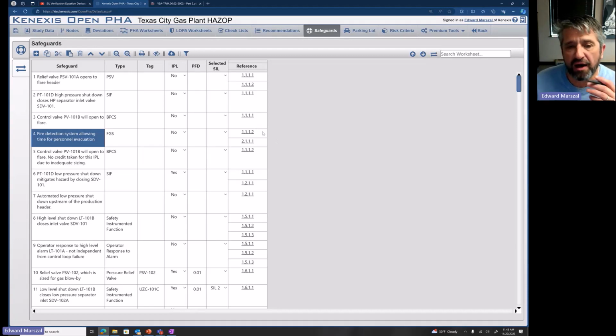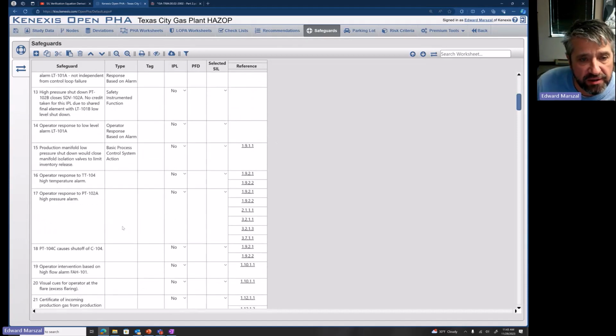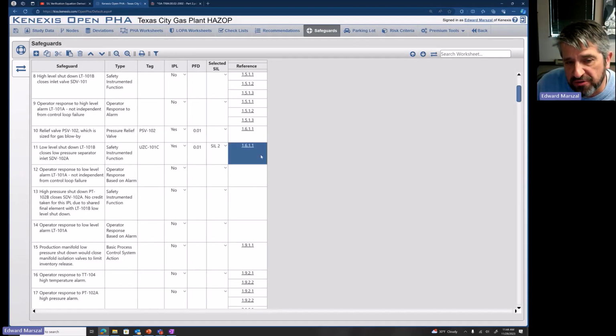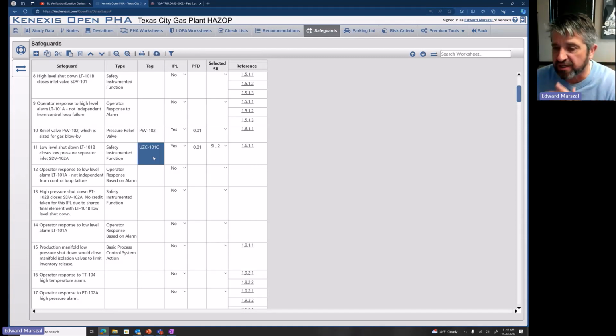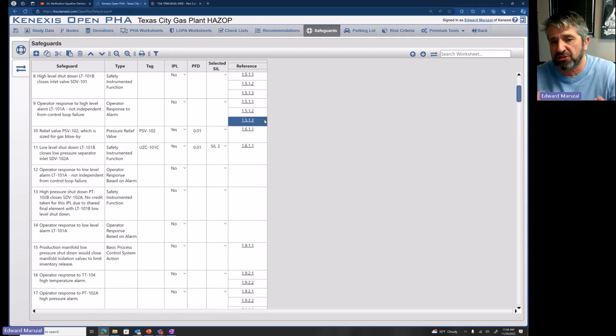But again, if a safeguard is used in multiple different scenarios, all of those different scenarios will show up in this list. But the safeguard itself isn't going to have multiple SIL targets. You can only assign it one SIL target, and that SIL target needs to allow you to achieve tolerable risk for all of the LOPA scenarios that it might show up in.